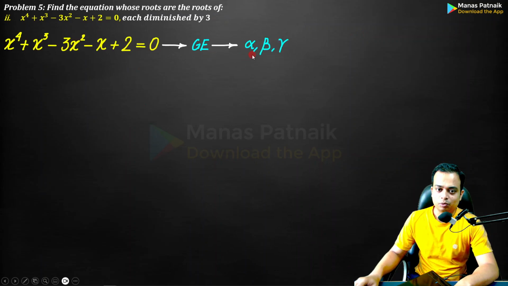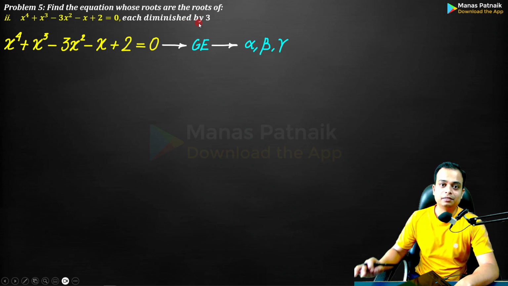This is the given equation, having roots alpha, beta, and gamma, each diminished by 3. That means they are reduced by 3.